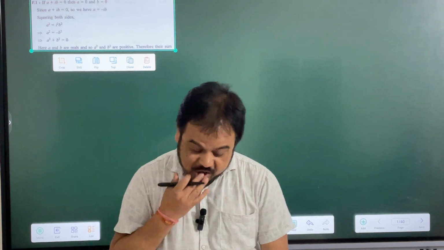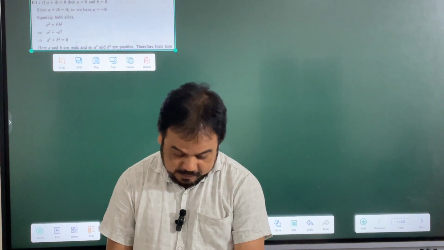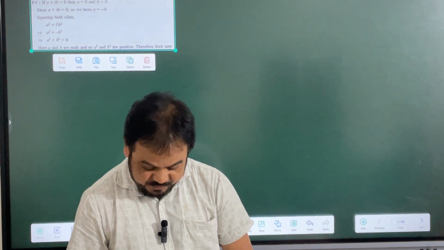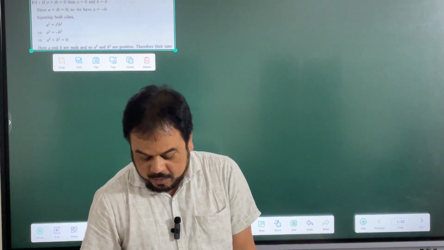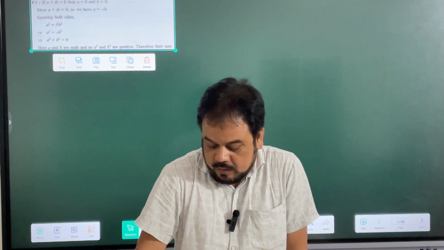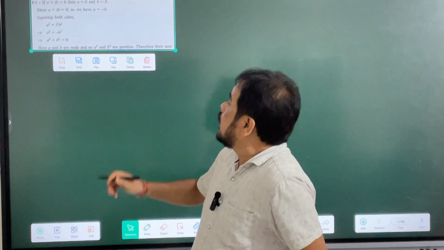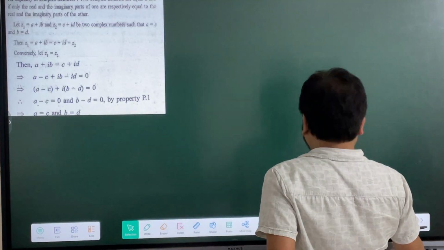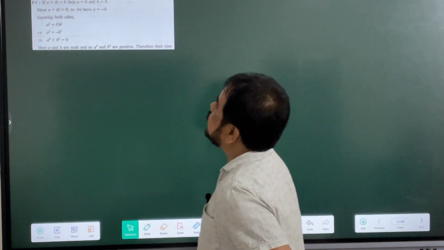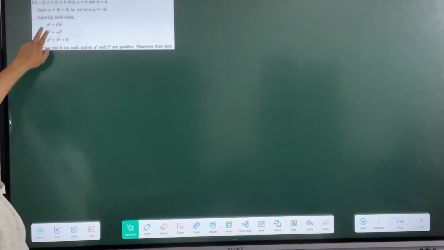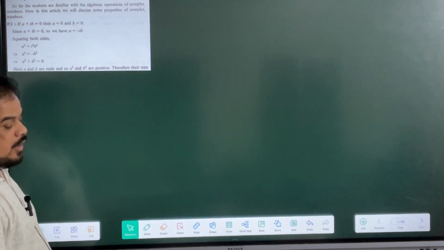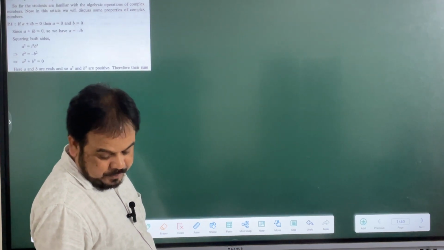Hello students, today we are going to start complex numbers, second part, that is from page number 55, 2.4 properties of complex numbers. That means we are going to learn about properties of complex numbers. Properties of complex numbers 2.4, you can see in the book, page number 55.